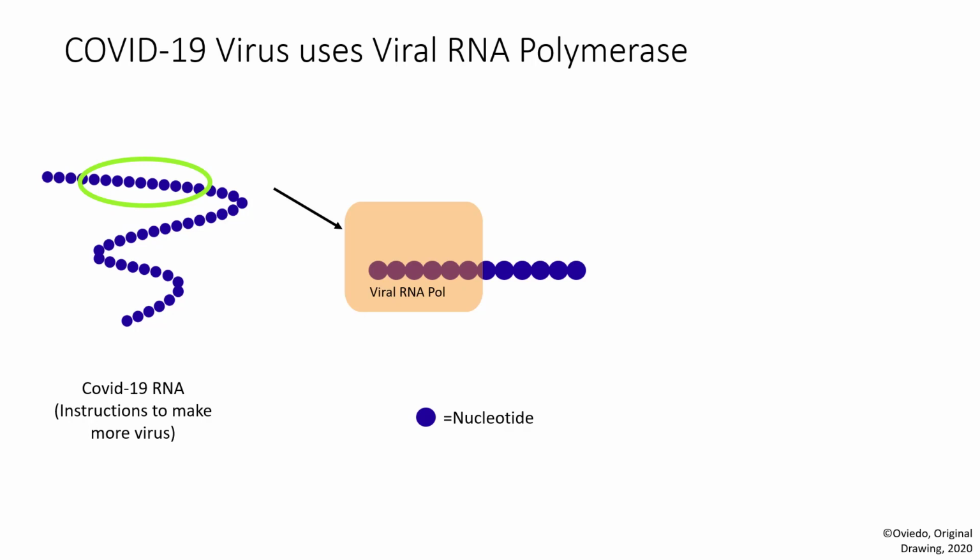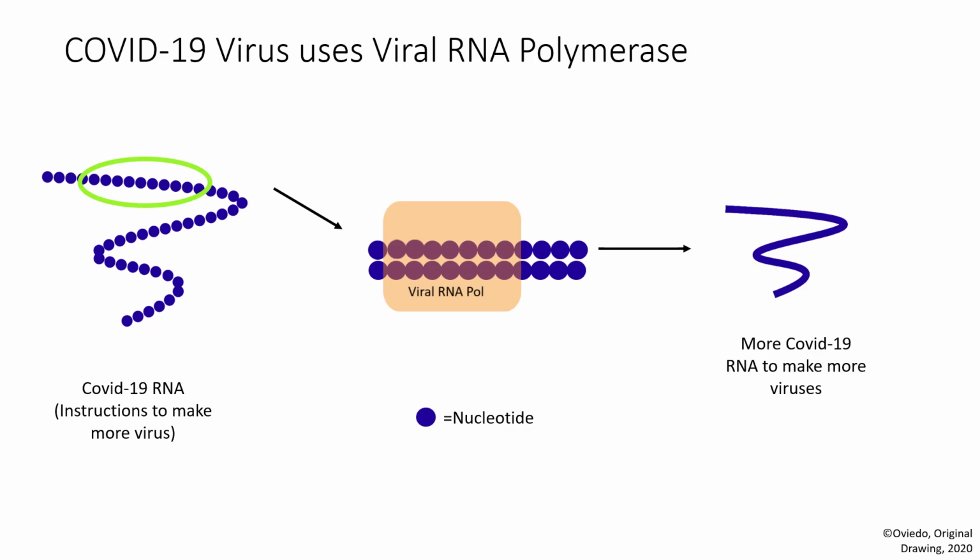Let's see how this works. These blue dots all represent nucleotides present in the cytoplasm. The viral RNA polymerase will use them to make more viral RNA. You can see it moves forward as it adds the nucleotides. Once it's added enough to make a full portion of viral RNA, it can then go ahead and package it inside a virus. That virus, of course, can go on to infect other cells or other people.